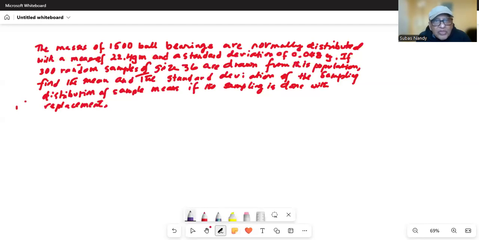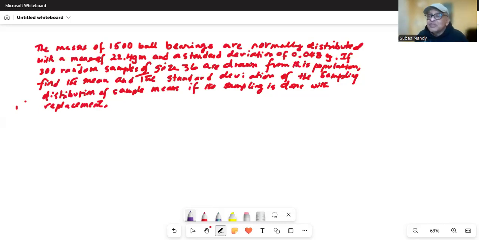The means of 1500 ball bearings are normally distributed with a mean of 22.4 gram and a standard deviation of 0.083 gram. If 300 random samples of size 36 are drawn from this population, find the mean and the standard deviation of the sampling distribution of sample means if sampling is done with replacement.